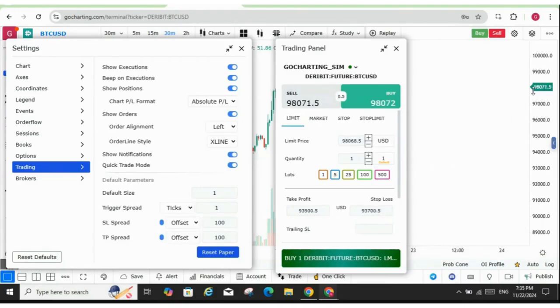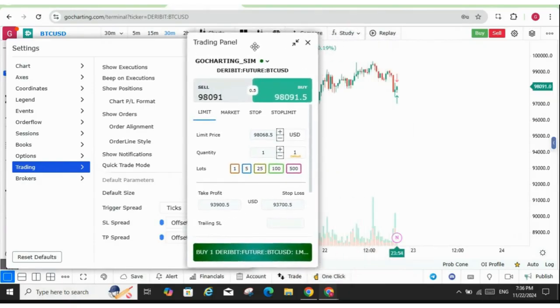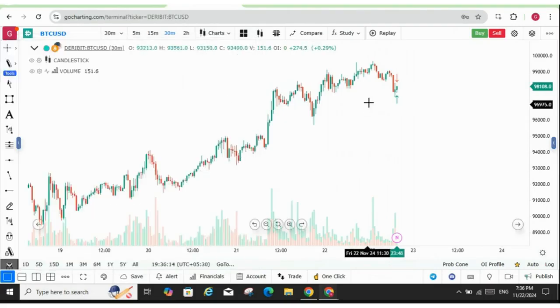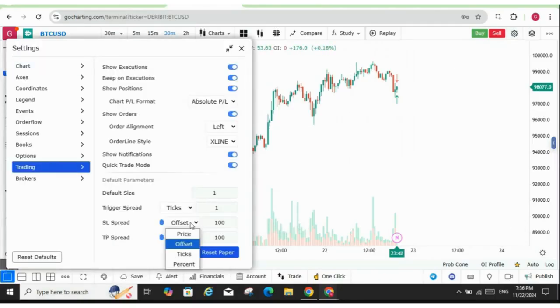So the price right now is 98,000 and this is nine, sorry, what is this? 93,900. I think something is wrong here. No, hold on. Yeah, so let me, based on the price.